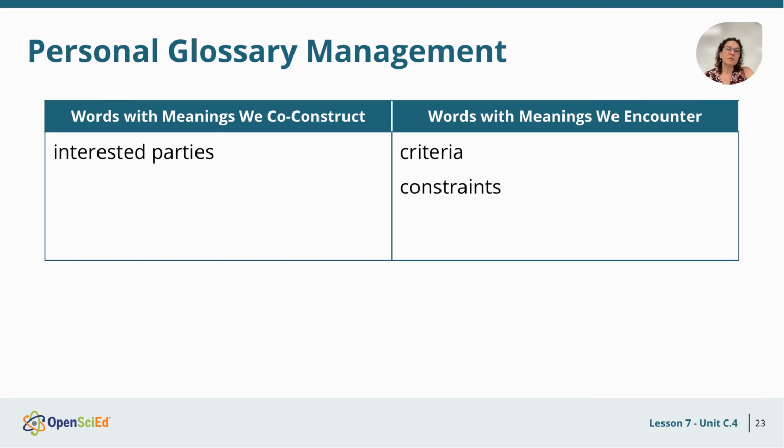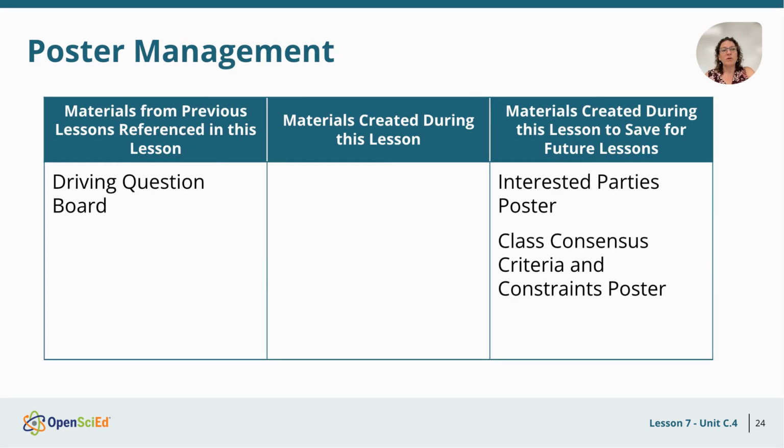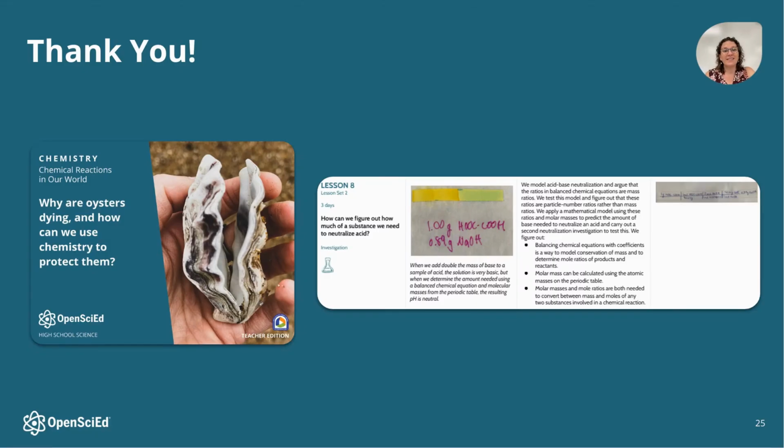For the personal glossary, you'll co-construct with your students the meanings of interested party. You'll also encounter criteria and constraints. For poster management, you'll need the driving question board that you created in Lesson 1. You'll be making the interested parties poster in Part 2 and a criteria and constraints poster in Part 4. I suggest you hang on to those because they will be useful later in Lesson 12 when the students start developing their design solutions.